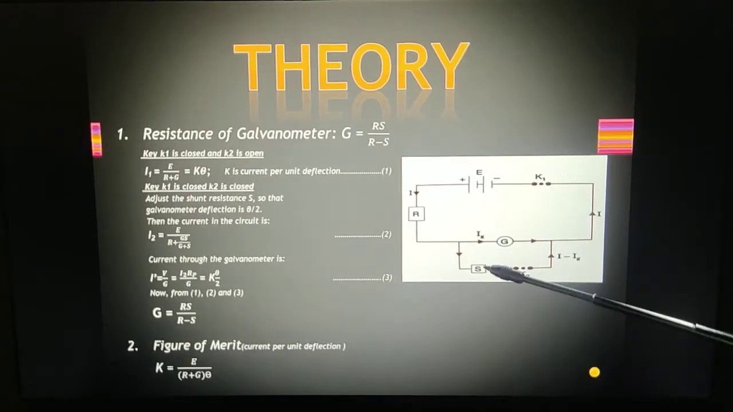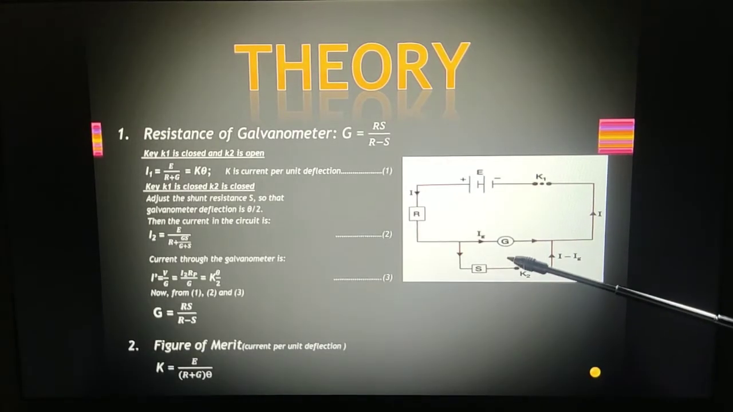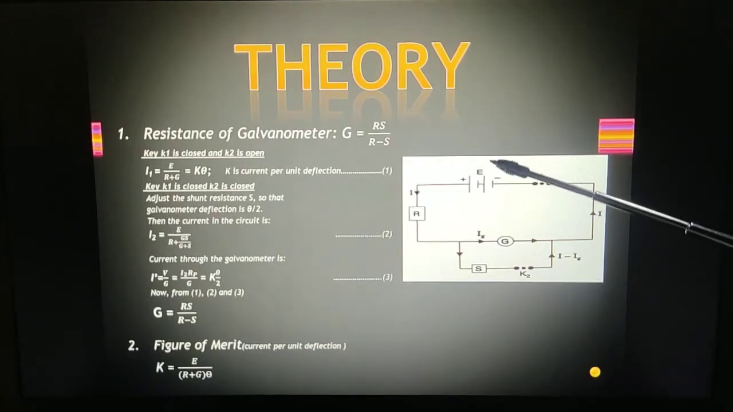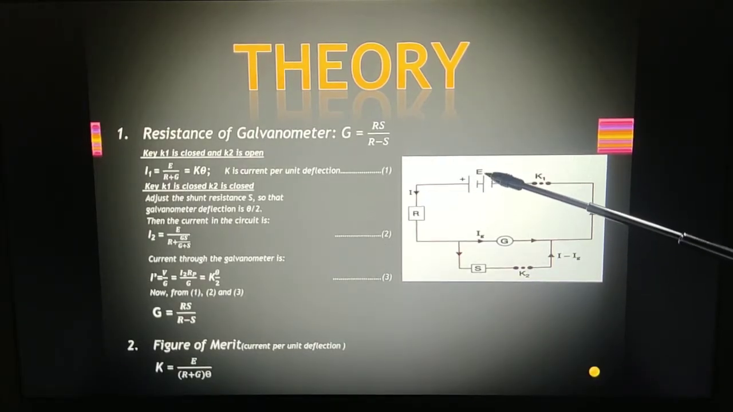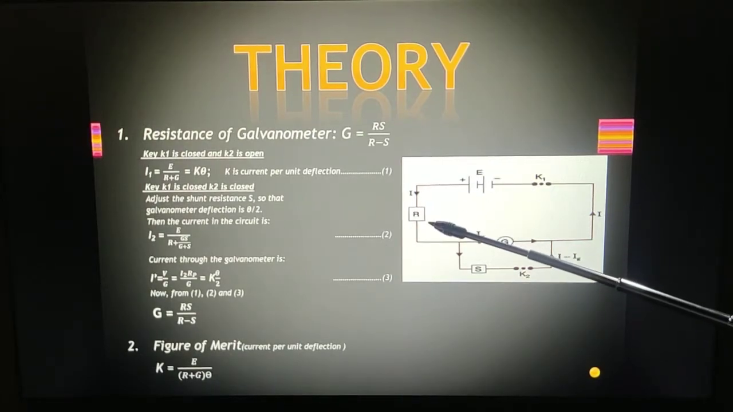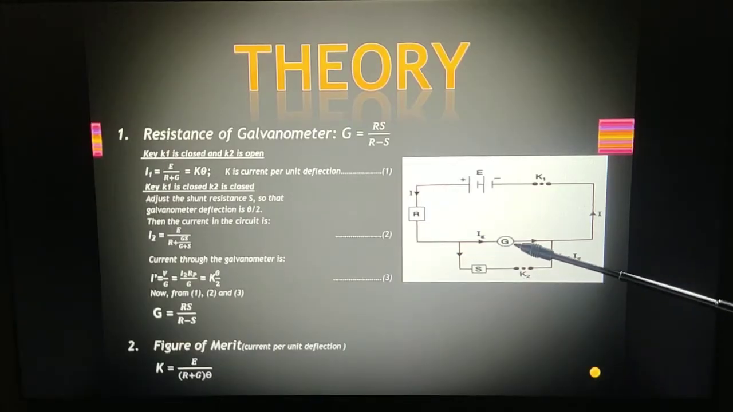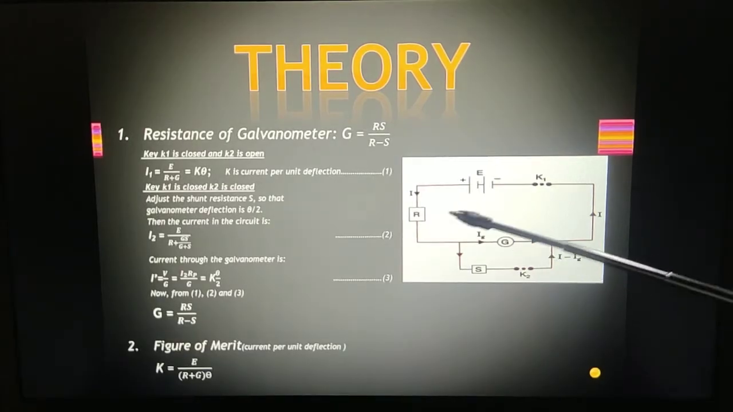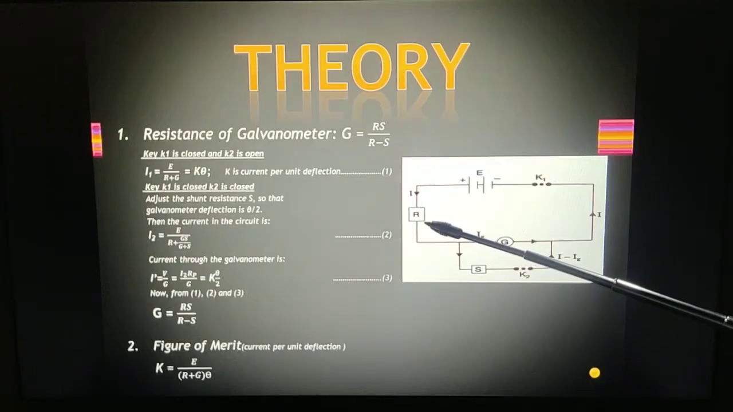The circuit has two parts: the main part of the circuit and the branch circuit. This is the battery eliminator, whose potential difference or EMF, with a very small internal resistance, is denoted by E. You have a large resistance R connected in series with the galvanometer G, to protect the galvanometer from getting damaged due to the flow of high current. Therefore, R will have a high value.